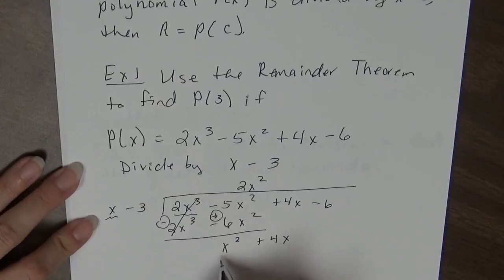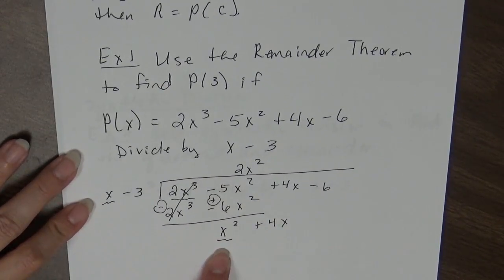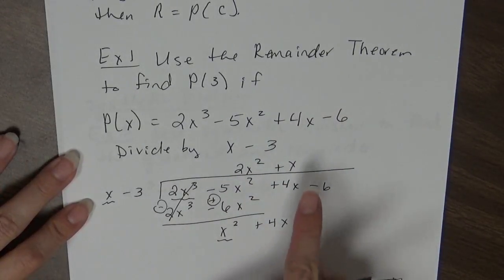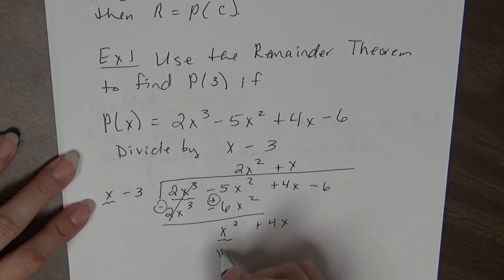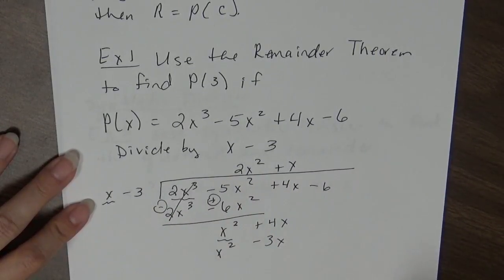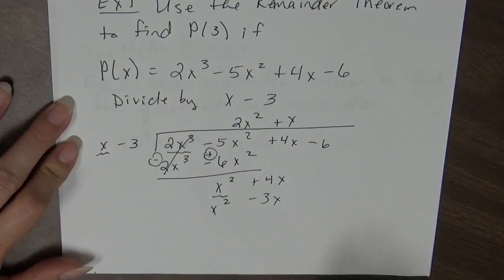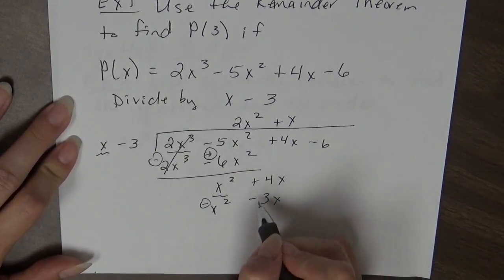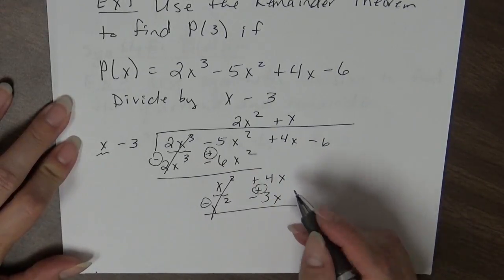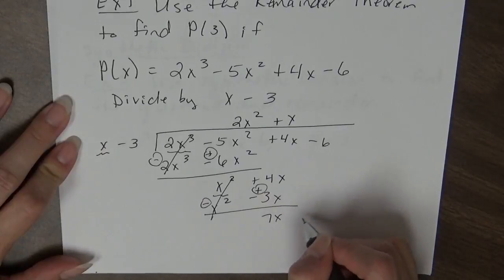Now look at the first term and the first term. What do I multiply x by to give me x squared? I need to multiply it by x, so that's going to go here. X times x is x squared. X times negative 3 is negative 3x. Now I change the signs and add, so that's negative, positive. These cancel. This is going to give me 7x minus 6.